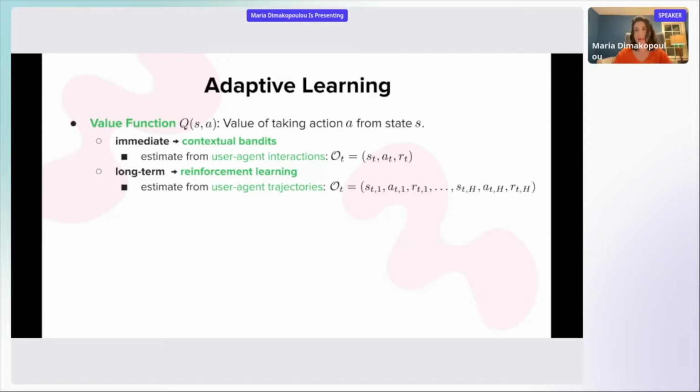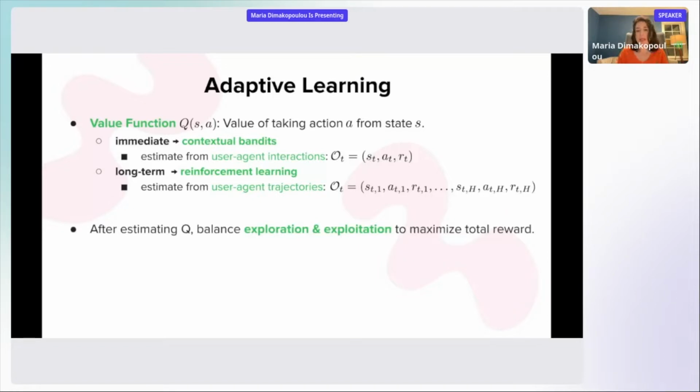And more formally, in adaptive learning, we can define a value function Q. And this value function Q represents the value of taking action A from state S. And this value function can represent either an immediate value or a long-term value. And when it represents an immediate value, such as how much a user streamed in one Spotify session, then this adaptive learning problem is called the contextual bandit. And the value function Q is estimated from individual state action reward observations. When the value function represents a long-term value, such as how much a user streamed in all the Spotify sessions of a month, then this adaptive learning problem is called reinforcement learning. And the value function Q is estimated from entire state action reward trajectories.